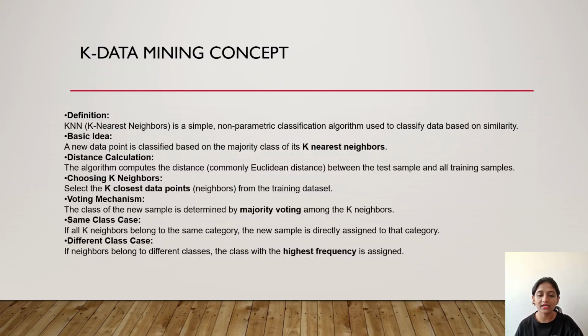KNN stands for K-nearest neighbors. It is one of the simplest machine learning algorithms used for classification. It is called a non-parametric algorithm because it does not assume any fixed model. Instead, it classifies data based on similarity with existing data points.